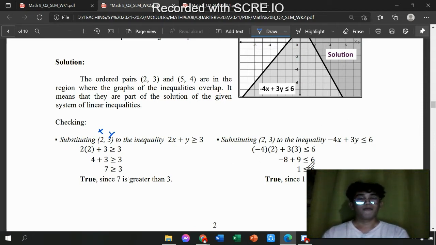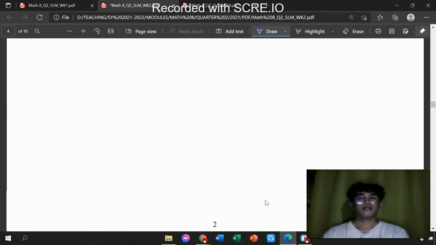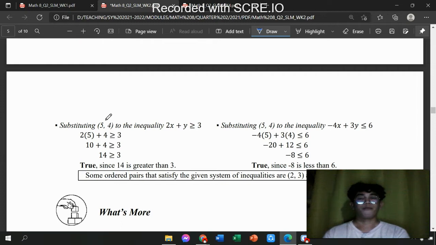Same thing sa ikaduha nga inequality, which is negative 4x plus 3y is less than or equal to 6. Inig-substitute ana sa x ug sa y, maka-come up ta og 1 is less than or equal to 6, which is still true since 1 is less than 6. So true na silang duha. Next is ang second nga ordered pair nga atong gipili, which is 5 and 4. So this will be our x and this will be our y.